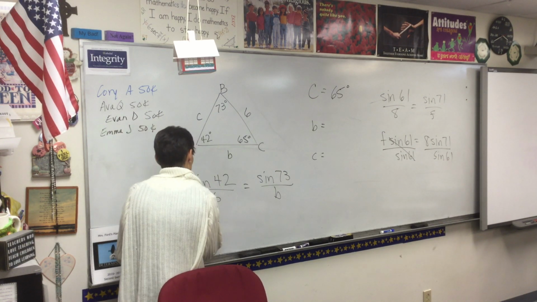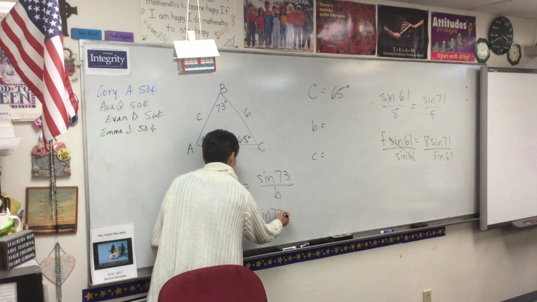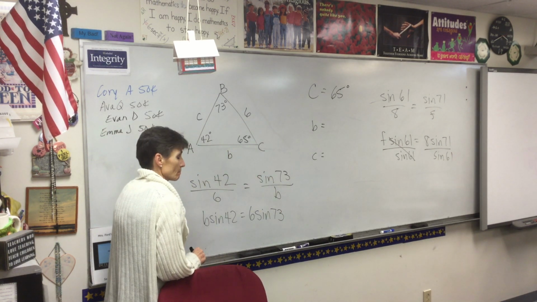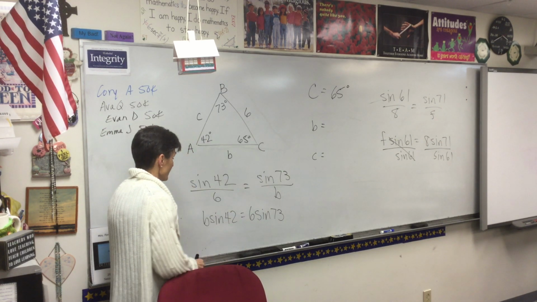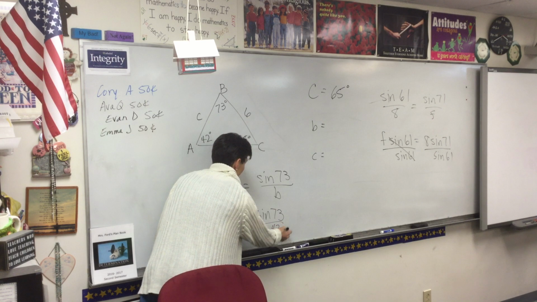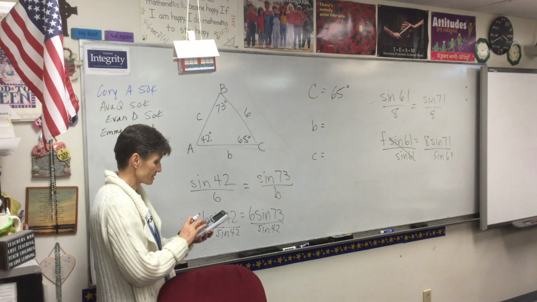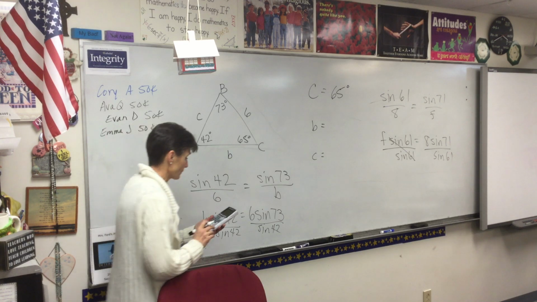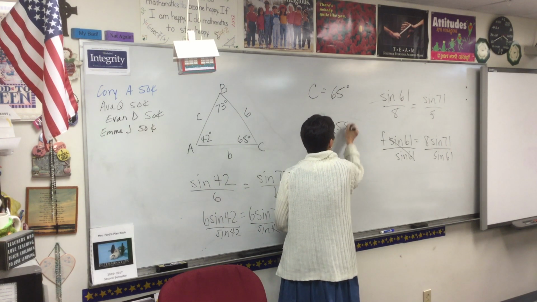All right, so here we go. B sine 42 equals 6 sine 73. So B over here, 6 over here. B sine 42, 6 sine 73. Now I want B, so I'm going to divide by sine 42. I'm going to type that in on my calculator. So 6 sine 73 divided by sine 42. 8.58. Is that B? 8.58. Are you okay with that?